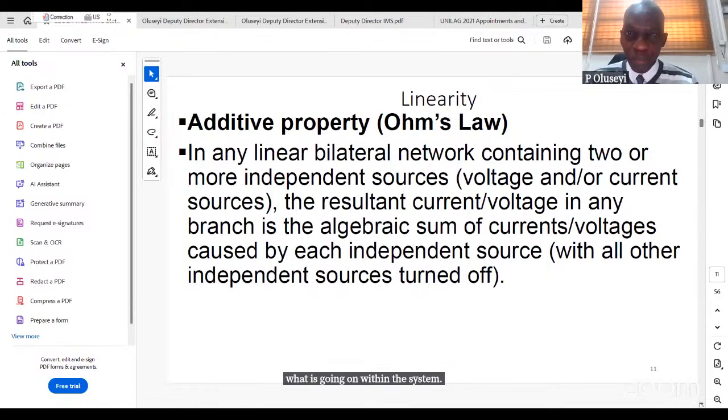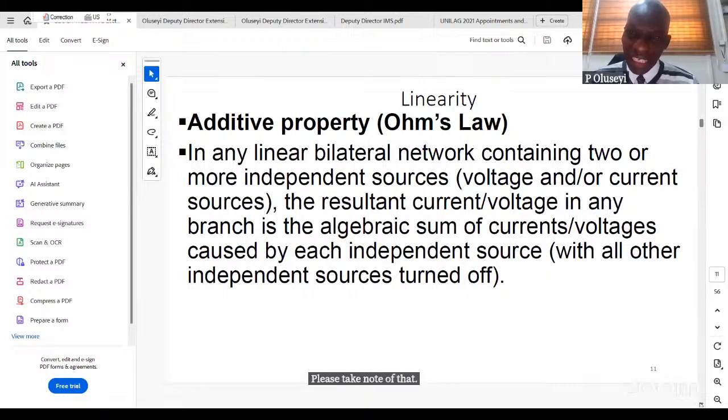So additive property is more or less following Ohm's law. In any linear bilateral network containing two or more independent sources, that is, it can be voltage source, it can be current source, you have to break it down. The resultant current, in this case, will be the algebraic sum of the current caused by each of the independent sources. Please take note of that.